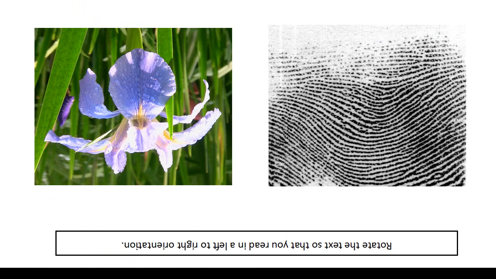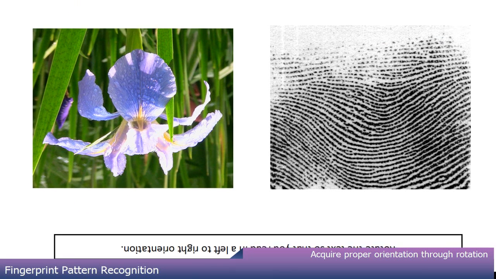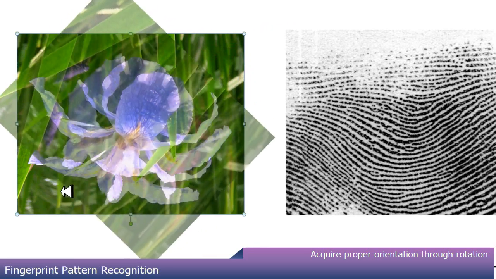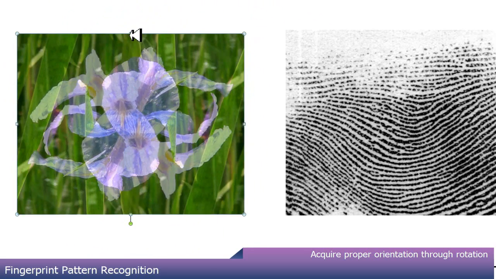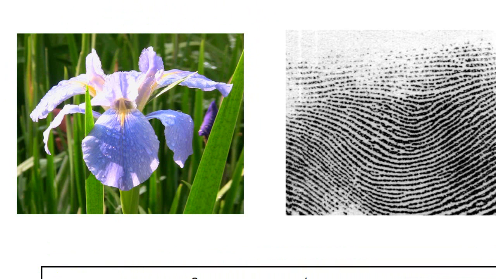Before we even begin the exam, I have to mention one very important concept, and that is orientation. Anytime you begin a process of examining something, you must ensure that you're looking at it in the proper orientation. It's probably quite obvious to you that this iris is upside down, and through rotation I can place it in the proper orientation. Now it's ready to be examined.